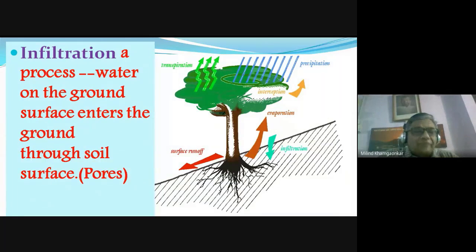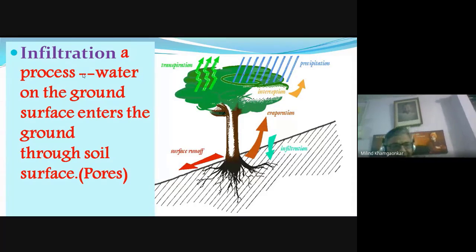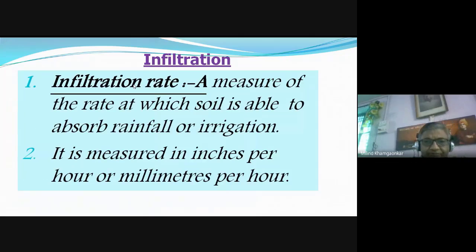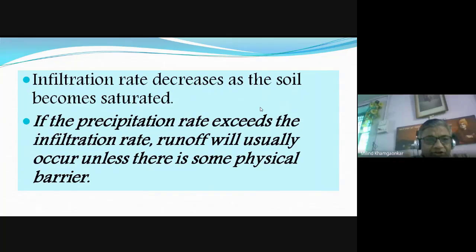Now the next is infiltration. Infiltration is the process wherein the water on the ground surface enters the ground through the soil surface or through the pores. Infiltration rate is the rate at which the soil absorbs the water, or the percolation of the water into the soil. Initially it is at a faster rate as the soil is dry, so the infiltration rate is more. As the soil gets saturated, as the soil becomes wetter and wetter, the infiltration rate decreases.